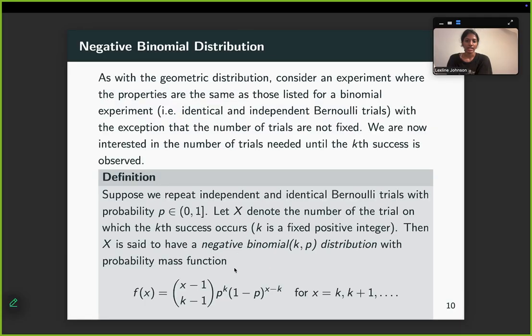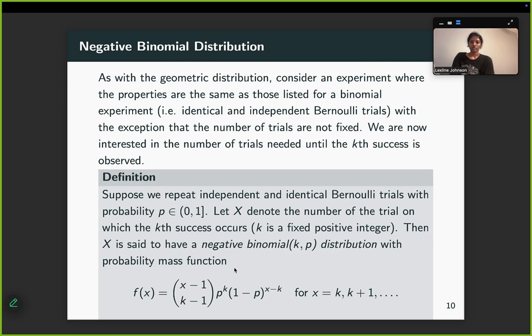We also have negative binomial distributions. So similarly to geometric distributions, we use an experiment where the properties are the same as those listed for binomial experiments, where each trial is identical and independent and follows the Bernoulli rules. And now we also have an unfixed number of trials, but instead of our geometric distribution, which looks for our first success, we're interested in the number of trials needed until the kth success. So instead of the first success, it could be the third success, the fifth success. We can use any number for k.